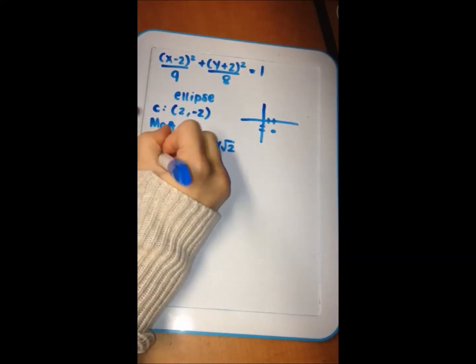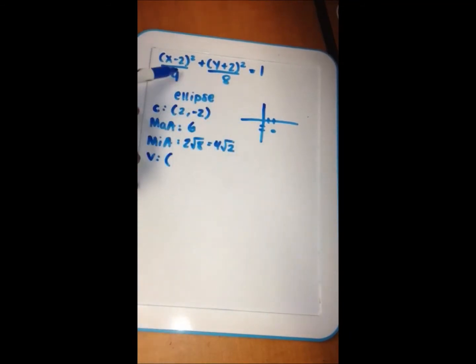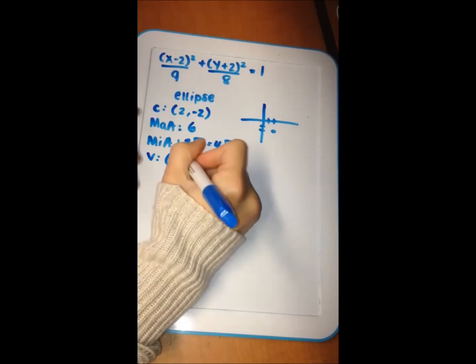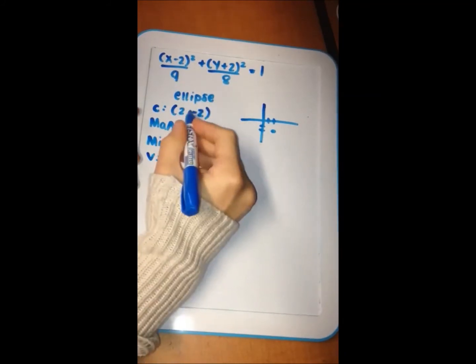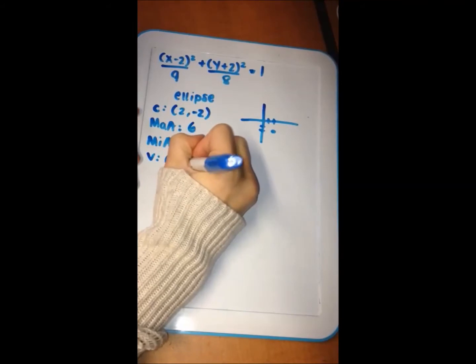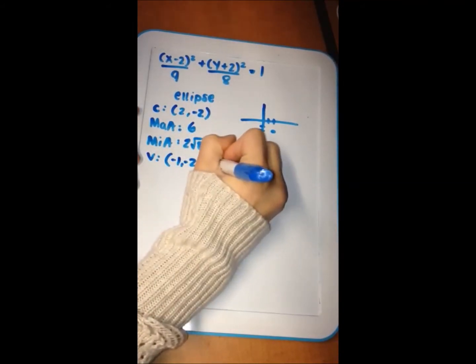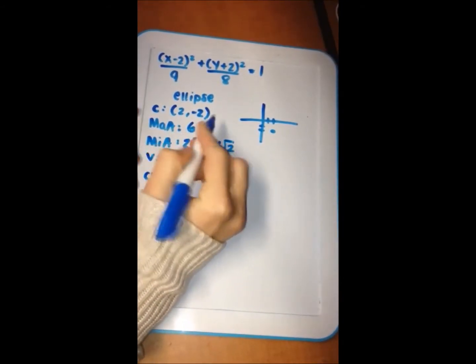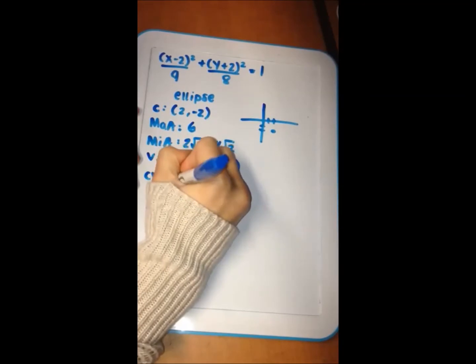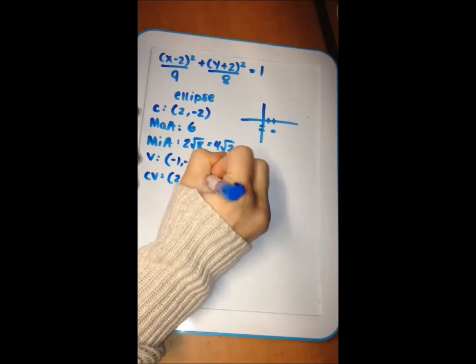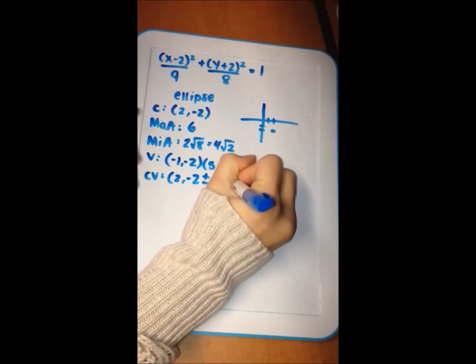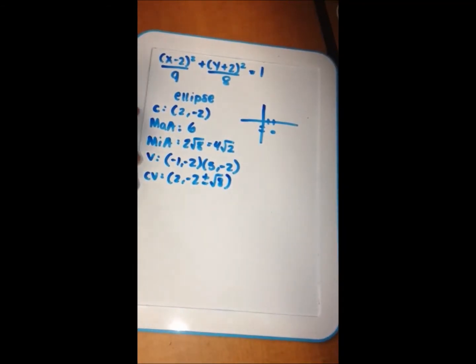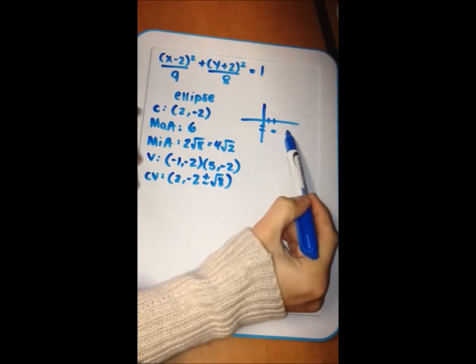Now we're going to try and find our vertices. And since this is going to be a horizontal ellipse, since our larger number is over the x, it's going to be horizontal, we're going to add and subtract 3 from the x coordinate. So negative 1, negative 2 and 5, negative 2. And our co-vertices, which are along our minor axis, is going to be (2, negative 2) plus or minus the square root of 8. Because square root of 8 is the distance from our co-vertex to our center.